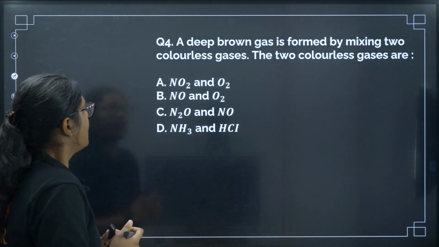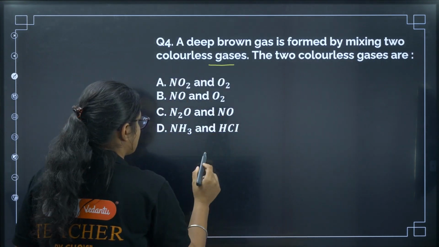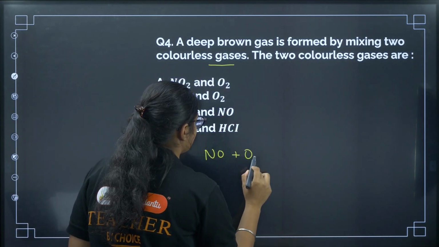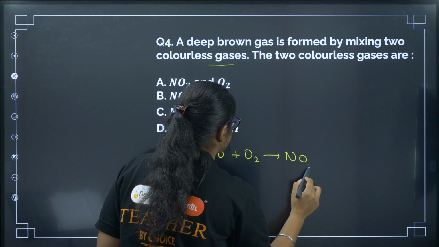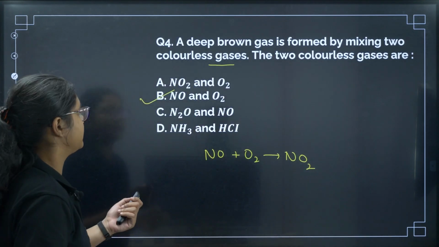Next question. A deep brown gas is formed by mixing two colorless gases. The two colorless gases are, so when you add NO plus O2, we get NO2, which is a deep brown. So the correct answer for this question is option number B.